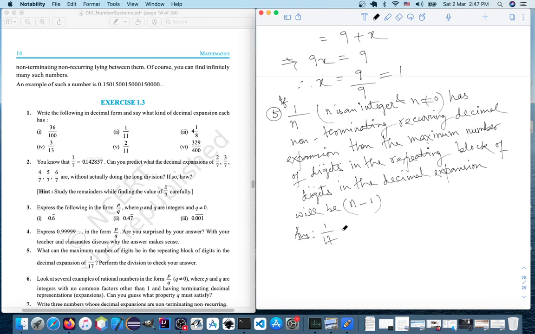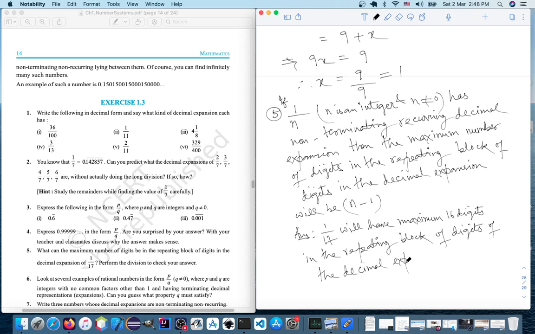So the answer for 5: 1 by 17 will have a maximum of 16 digits in the repeating block of digits of the decimal expansion, which is 17 minus 1, 16 digits.